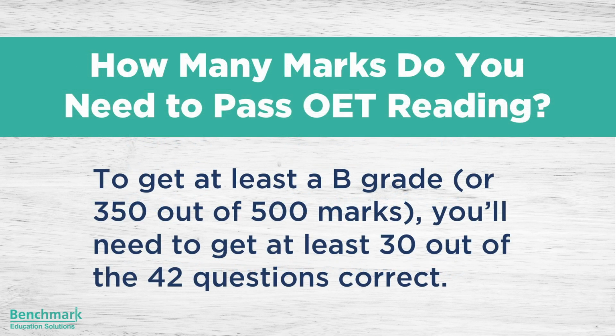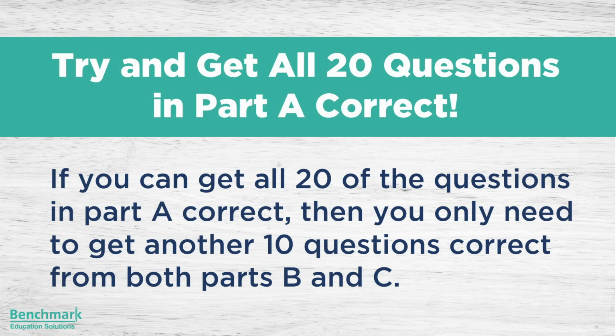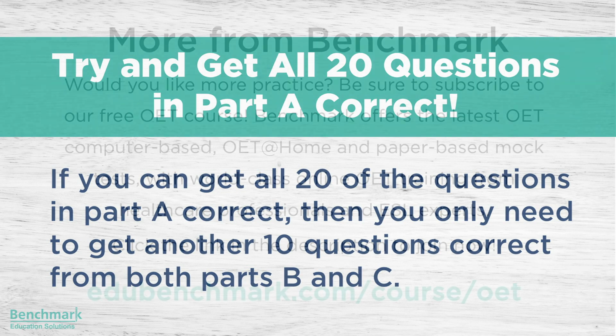So how many marks do you need to pass OET Reading? To get at least a B grade, or 350 out of 500 marks, which is the usual standard required pass for most registration purposes, you'll need to get at least 30 out of the 42 questions correct. If you can get all 20 of the questions in Part A correct, then you only need to get another 10 questions correct from both Parts B and C, where the questions can be much more challenging.